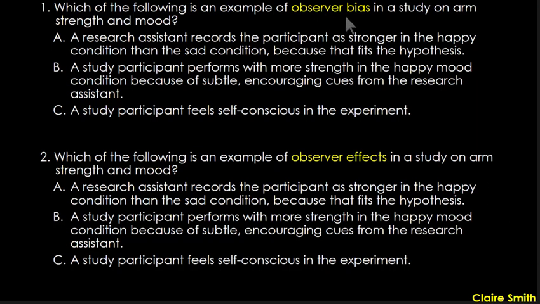Observer bias, again, is where the observer records results that fit their hypothesis. So A is an example of observer bias, because it fits the hypothesis, and the observer who's doing the observations records it to fit their belief. Observer effects, B would be an example of this. The participant performs a certain way based on what they think is expected of them. Okay?